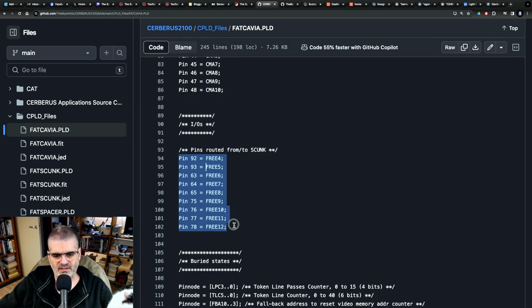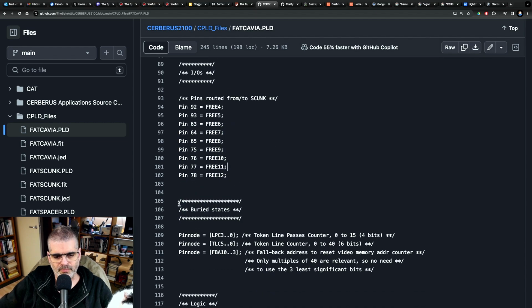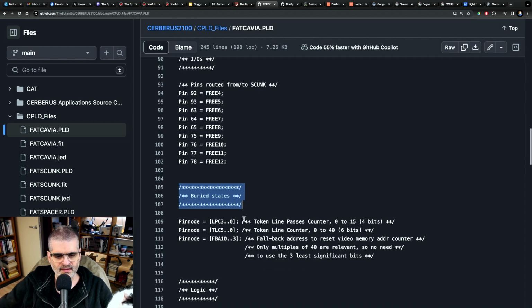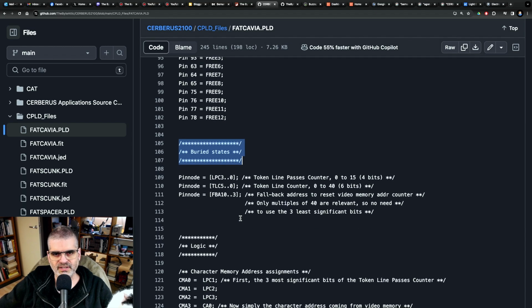These pins here are routed to and from Skunk, so they connect FAT-Cavia to FAT-Skunk. Now buried states are basically the declarations of the internal flip-flops, memory elements, and you don't need to assign them to pins, even though they are located in the neighborhood of specific pins. I want to let the compiler be free to decide which of the physically available flip-flops to use. I'm just telling the compiler I will need these many flip-flops and I'll call them this.